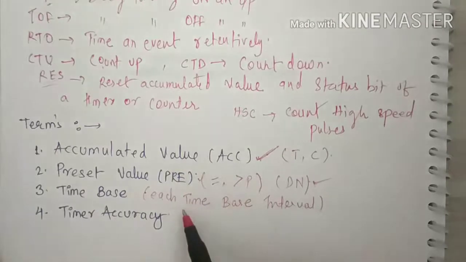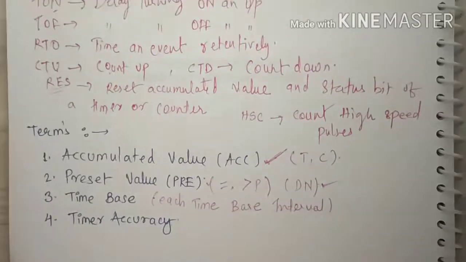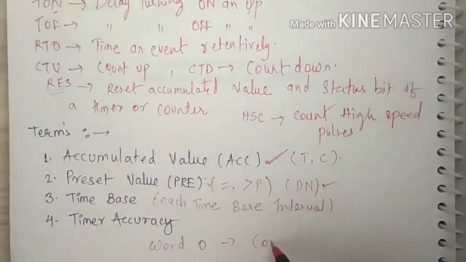Now we have the timer accuracy. This refers to the length of time between the moment a timer instruction is enabled and the moment the time interval is complete. Inaccuracy is caused by the program scan being greater than the timer base. So you must also consider the time required to energize the output device. Word 0 is called the control word.